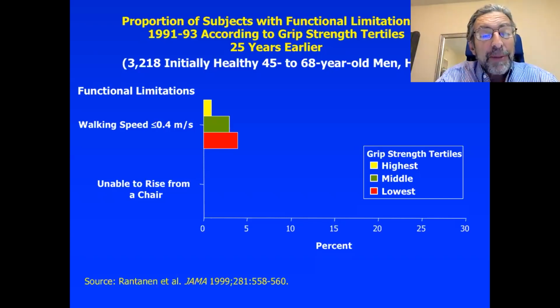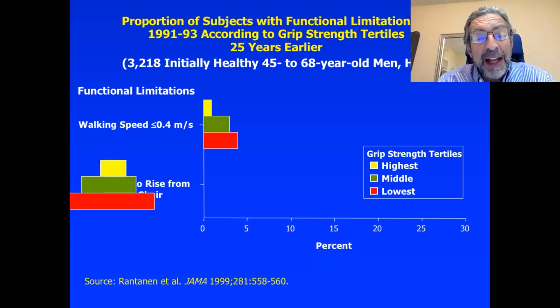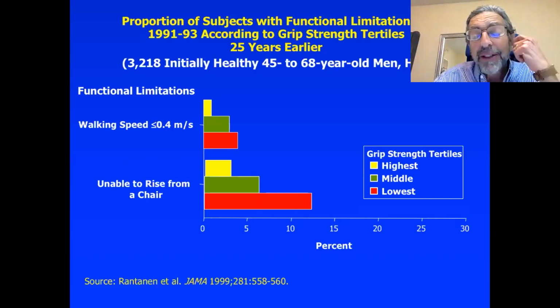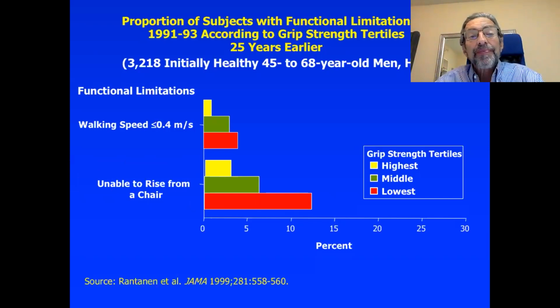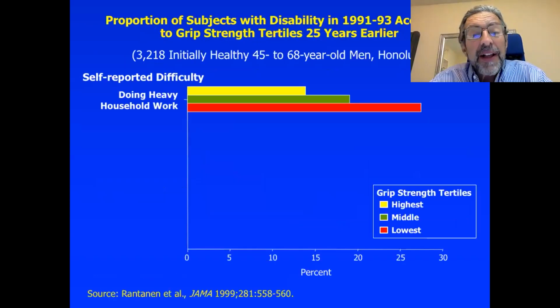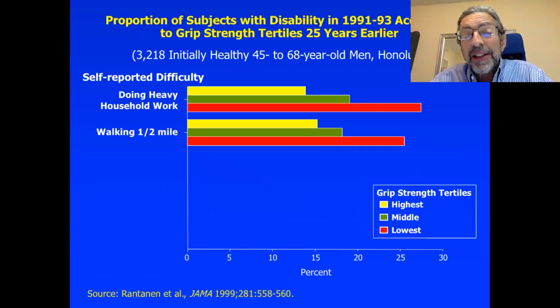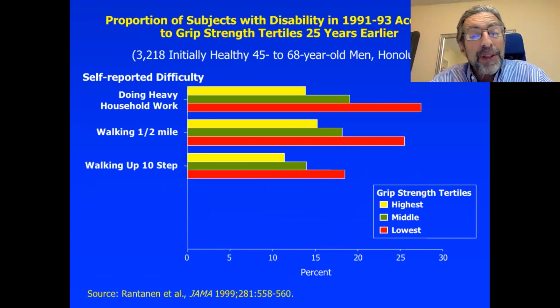We also had people stand up from a chair and saw the proportion who were unable to do that. And you see the same kind of graded relationship to grip strength. So those who started out with the lowest strength had much higher rates of loss of ability to rise up from a chair 25 years later, after they had their strength initially analyzed. We also looked at this for a number of self-reported issues. Here is doing heavy housework, and you see that same graded relationship. Walking a half mile, walking up 10 steps, dressing, and using the toilet.